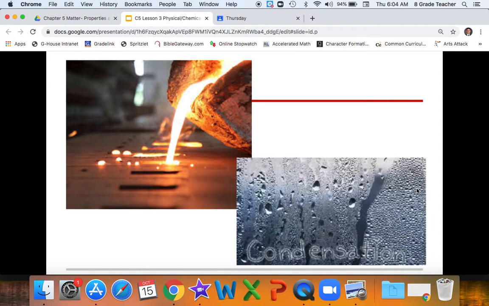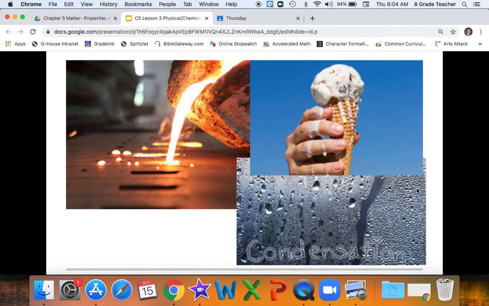Here's an example of water going from the vapor state into a liquid state. When it's near a surface that's cooled down, or in the clouds when it cools down, it turns back into a liquid. That's condensation. Melting, another example.